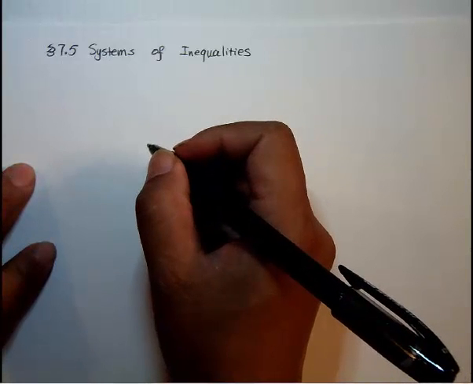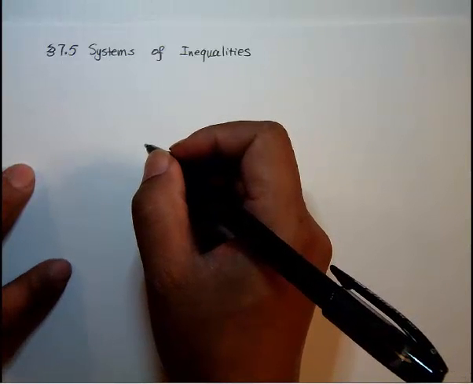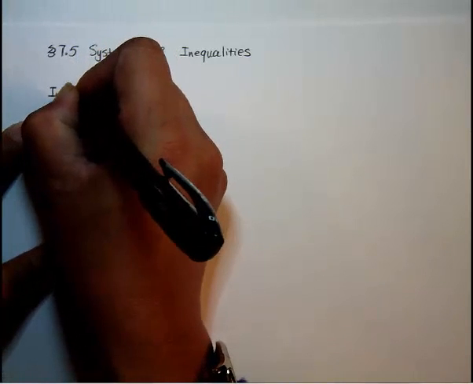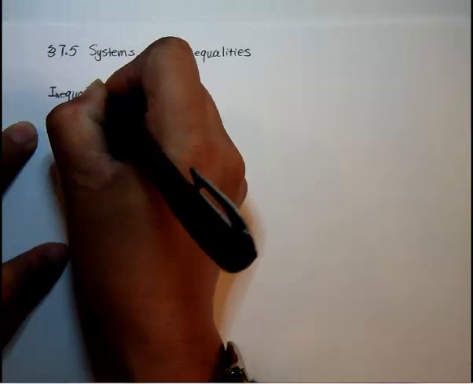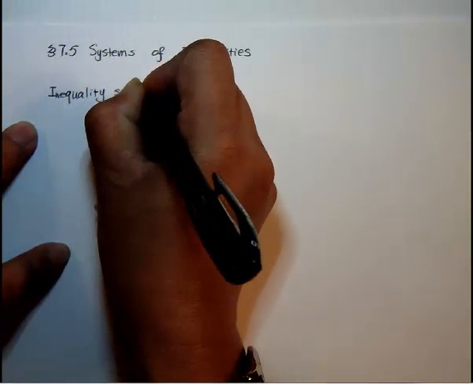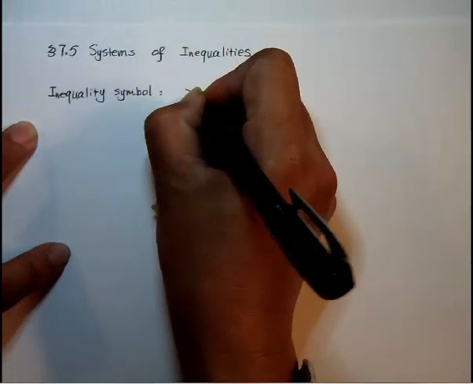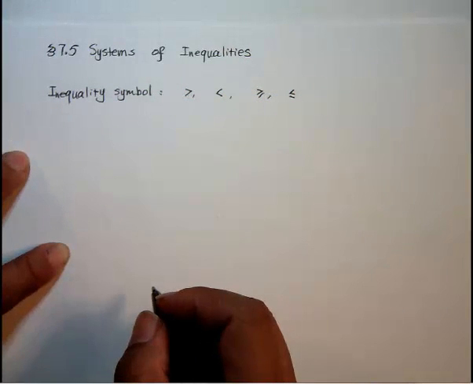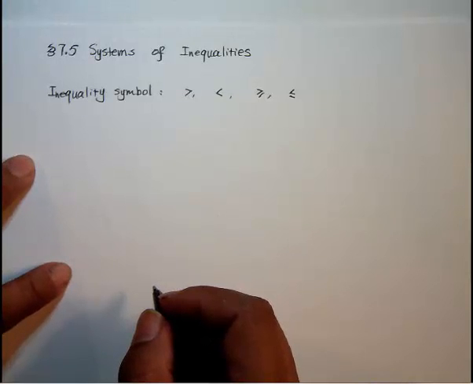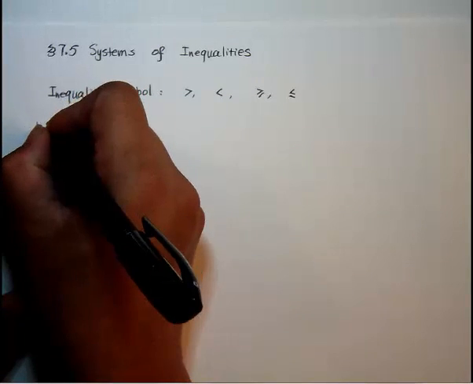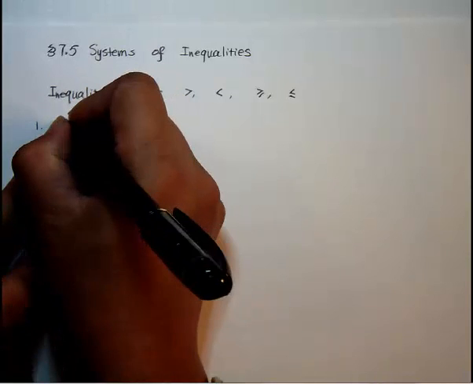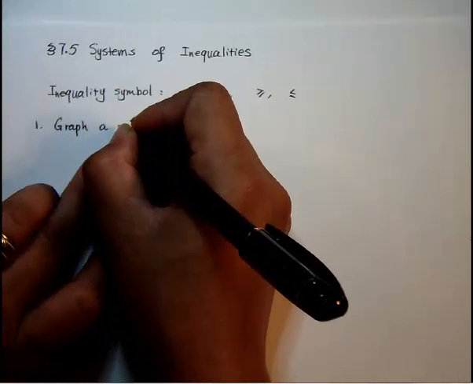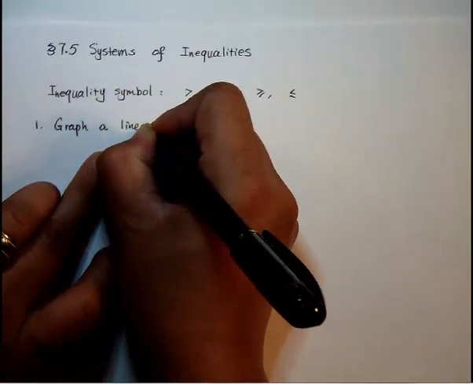Okay, let's take a look at the system of inequality. Let's recall what the inequality symbols are. It will be greater than, less than, greater than or equal to, less than or equal to. Before we take a look at the system of inequality, let's recall how we graph just one linear inequality.